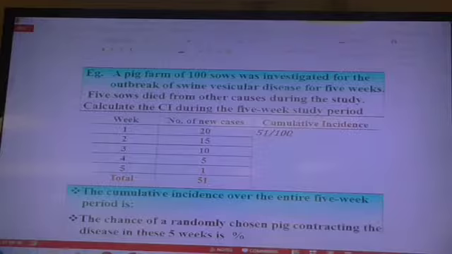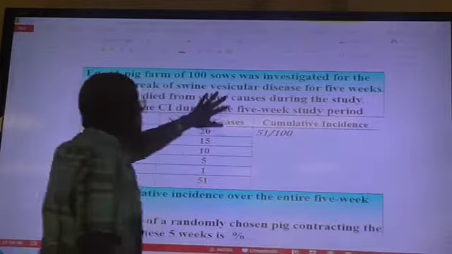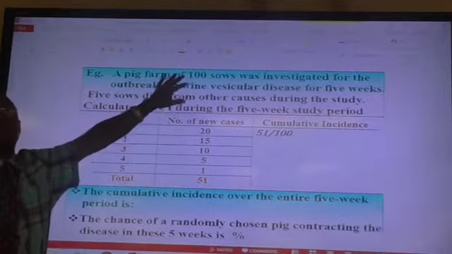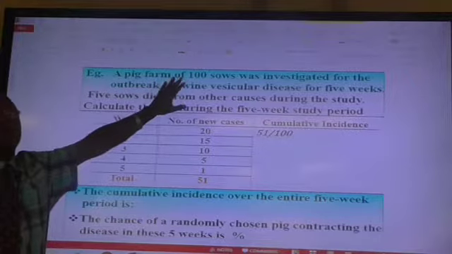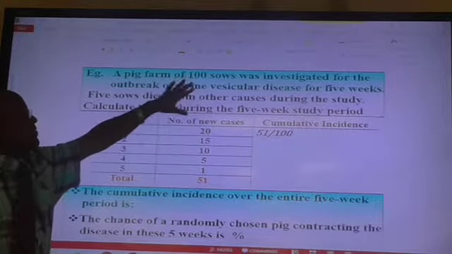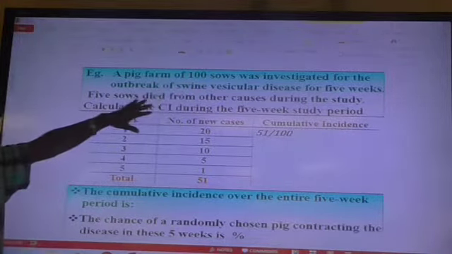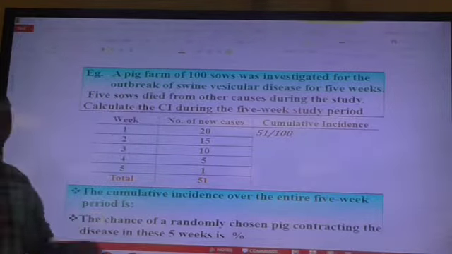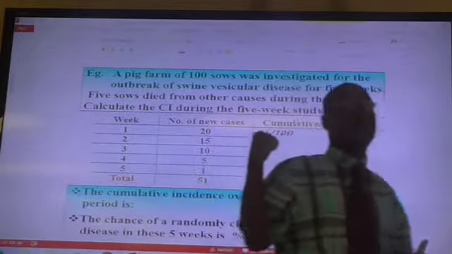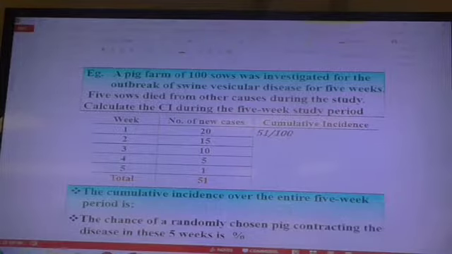At the end, 5 sows died from other causes unrelated to this one, but there is no indication that they had developed the disease. They left, and you don't know whether they developed the disease after they left. Because they were there for some time, you can't throw them away.